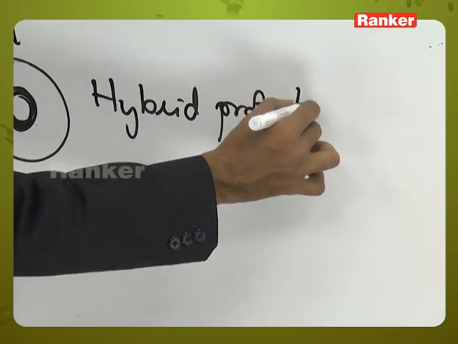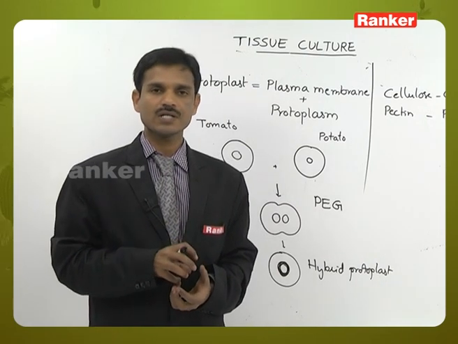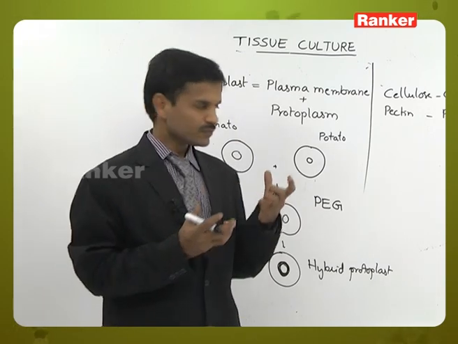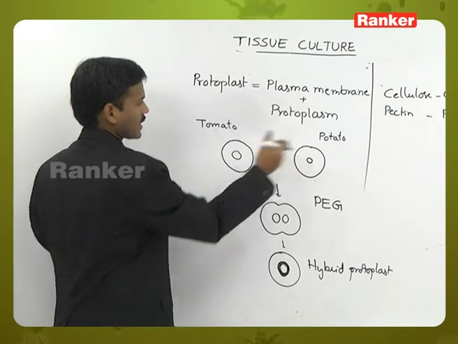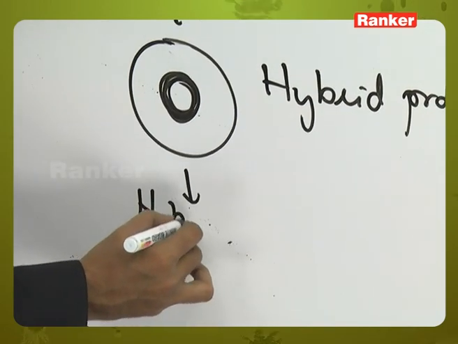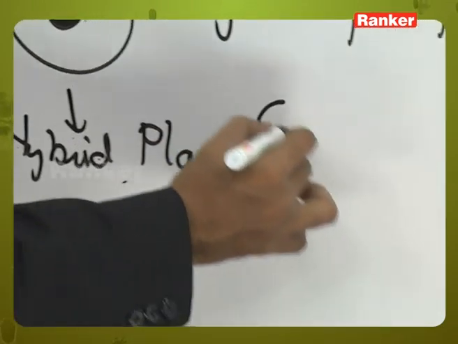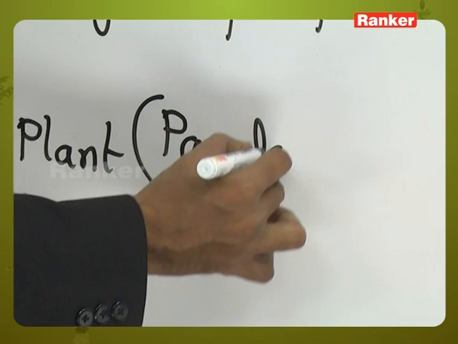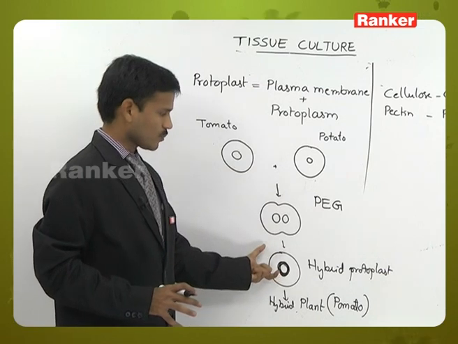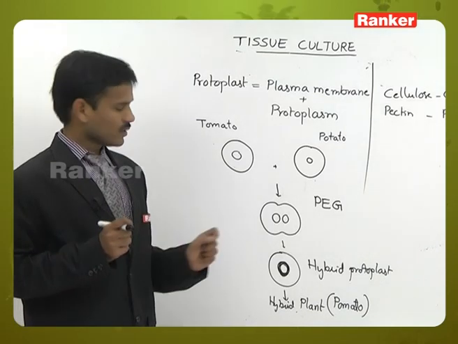The hybrid protoplast is cultured on the nutrient medium. When it is cultured, it develops into a new plant or hybrid variety, having the characteristic features of both plants. So the produced plant is called a hybrid plant. Tomato and potato protoplasts are fused, and when the hybrid protoplast is cultured on the medium, it develops into a hybrid plant called a pomato.